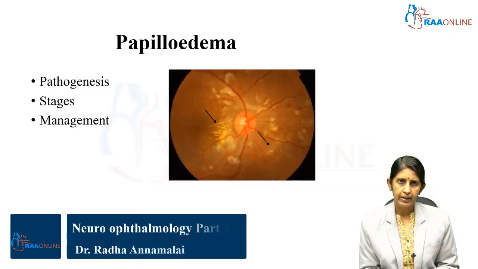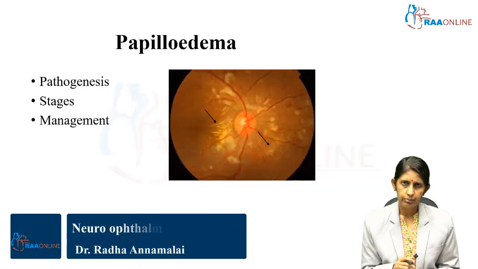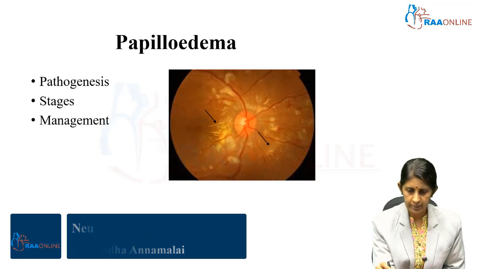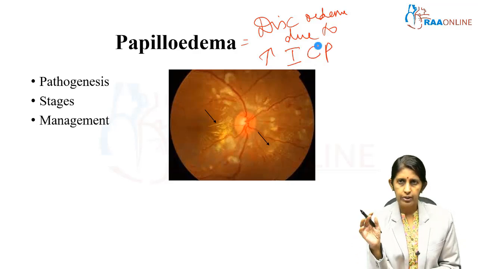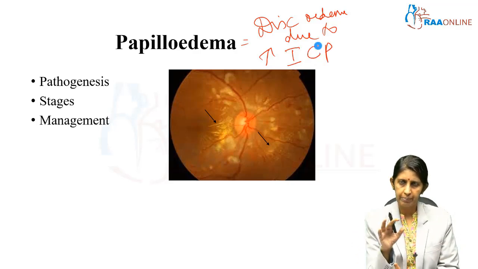So next is papilledema. When we say papilledema, I told you disc edema. Papilledema means, or is equal to, disc edema due to increased intracranial pressure. Okay. So this definition is absolutely not negotiable. All patients with papilledema means that they have disc edema due to increased intracranial pressure.